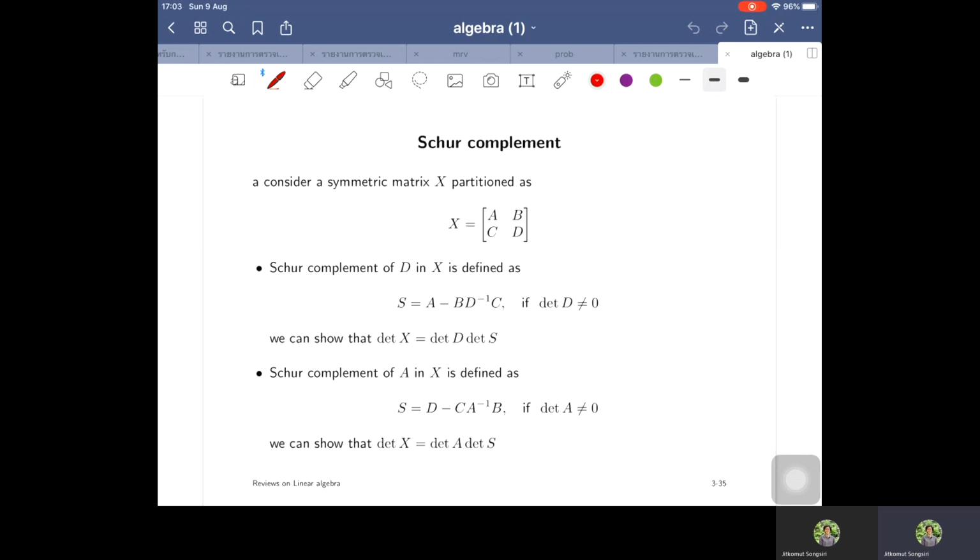This short video explains the concept of the Schur complement, which is a function of a matrix to another matrix.